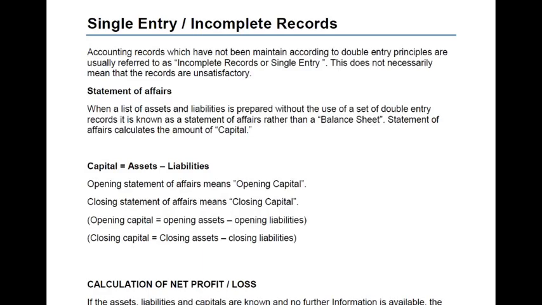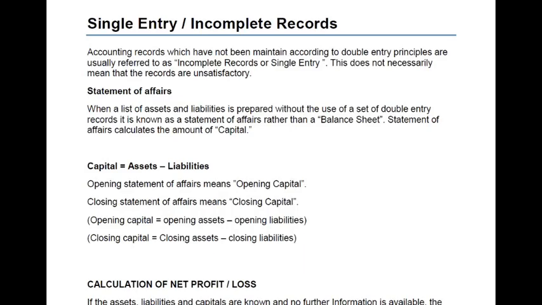One more difference between a statement of financial position and a statement of affairs is that in a statement of financial position, there is a proper format in the capital section, which was previously known as financed by. It was opening capital, add profit for the year, less drawings, and then we get closing capital.